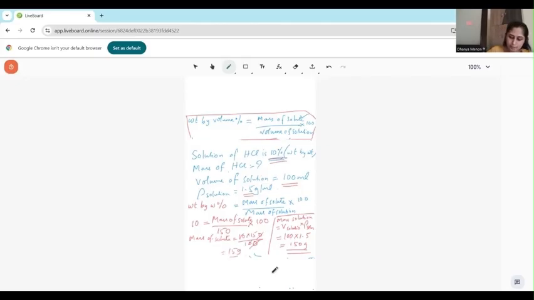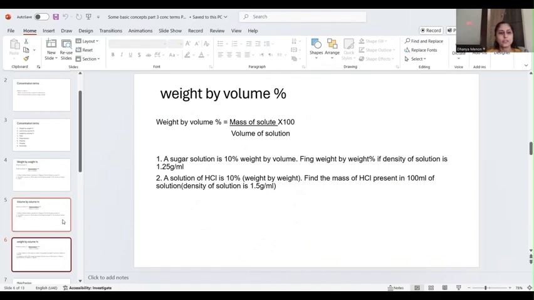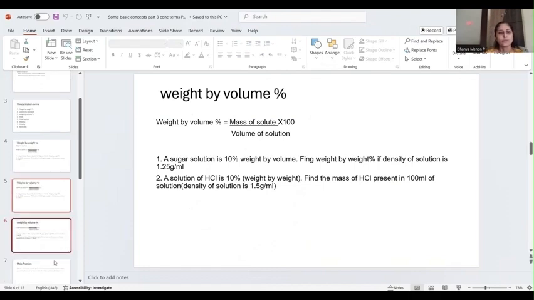If you are given the weight by weight percentage and the volume of the solution, you can easily find out the mass of the solute, right? So these were some of the questions, and these types of questions are very important. I hope you understood. So weight by weight percentage, volume by volume, weight by volume. Weight by volume means weight of the solute by volume of the solution times 100. So these are the two questions we finished.